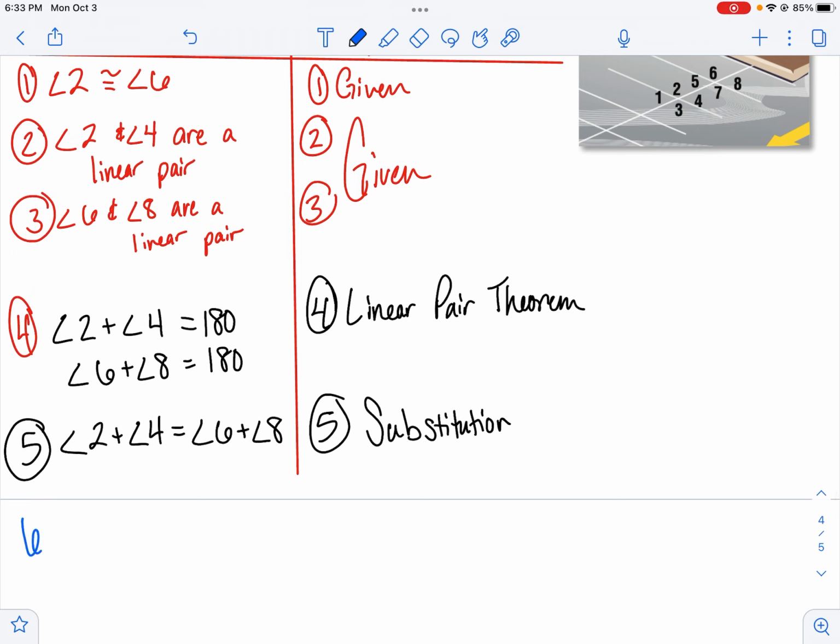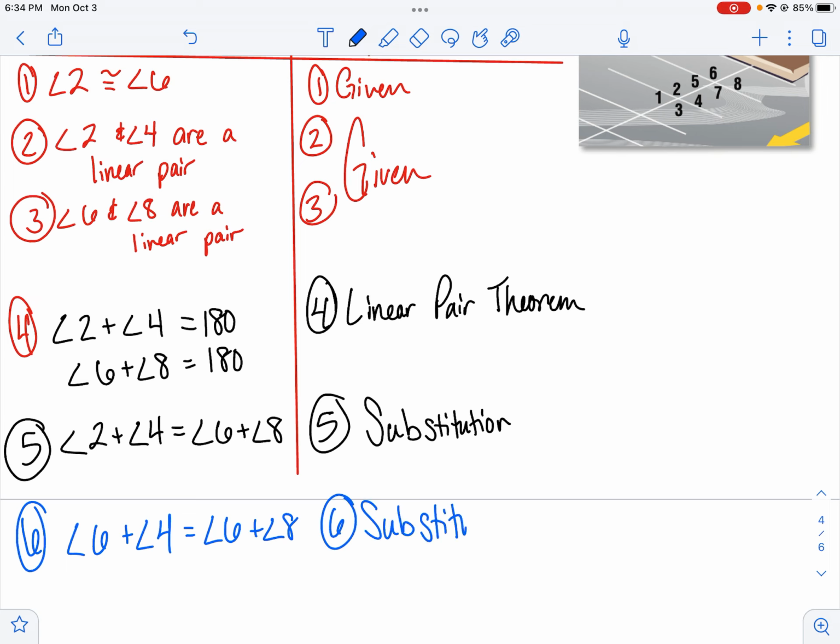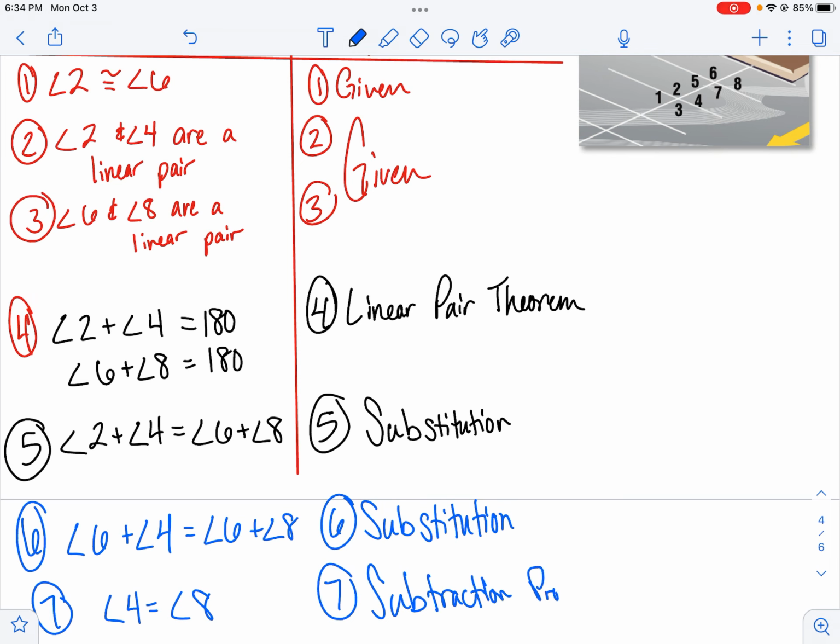So if those are congruent, let me get rid of the 2 or the 6. It doesn't matter which one you substitute for. I'm going to substitute angle 2, and I'm going to put angle 6 in its place. That's another substitution. And then angle 4 equals angle 8. I can subtract the angle 6 from both sides. So by the subtraction property of equality, I can subtract 6 from both sides, but I'm not quite done.